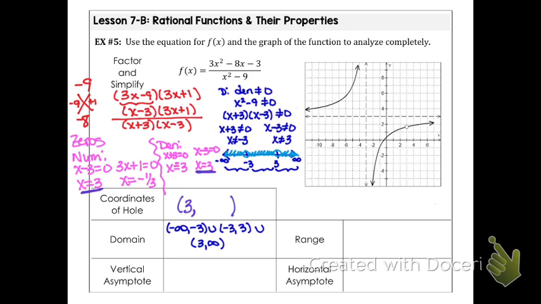Now how do we find that y value? Well, let's go back to our factored function and cancel out what's on top and bottom, because we don't need that in there. So that's that x minus 3. That's where the 3 of the hole came from. So we were left with 3x plus 1 over x plus 3. Now we're going to take that x value and plug it in there. So that's 3 times 3 plus 1 over 3 plus 3. So 9 plus 1 over 6. 10 over 6, we always reduce our fractions, so 5 over 3.